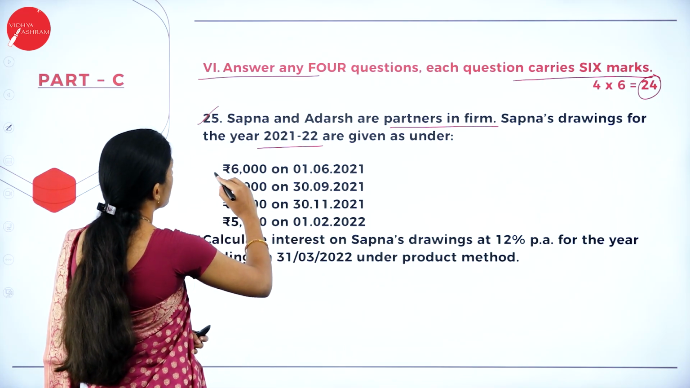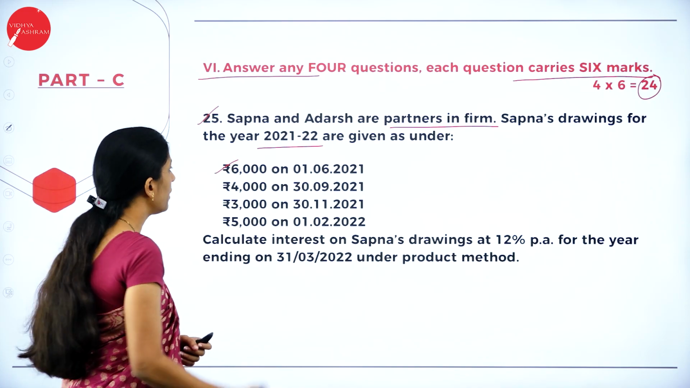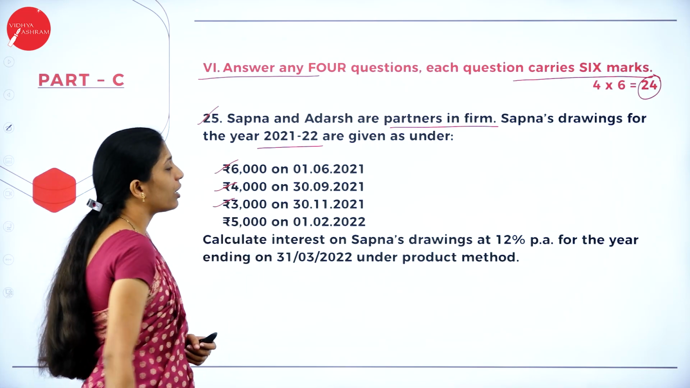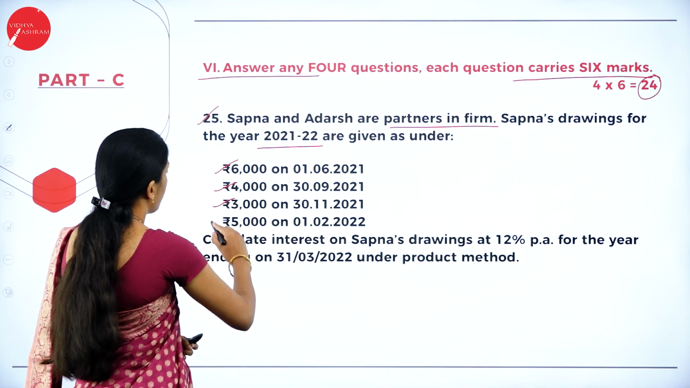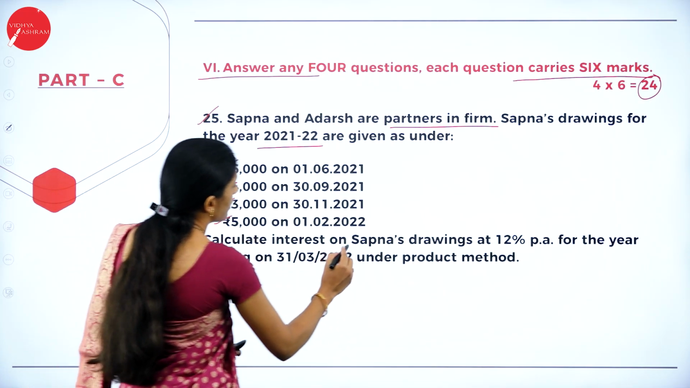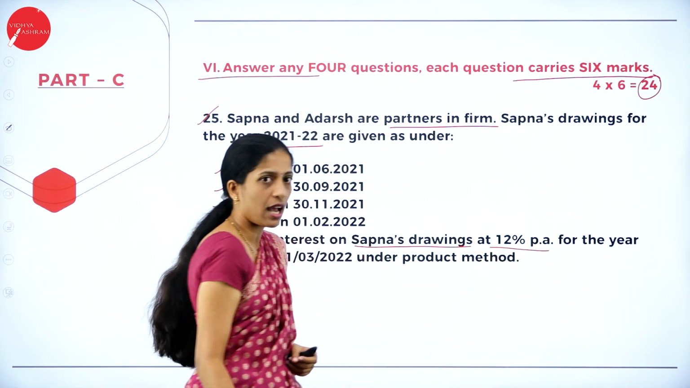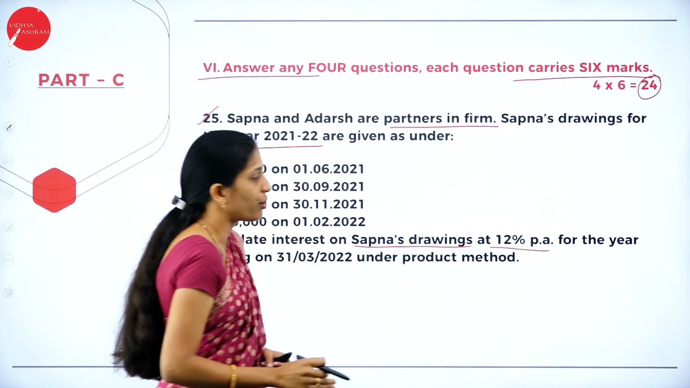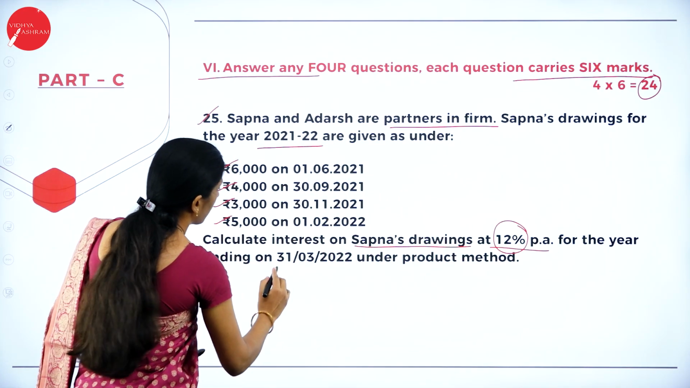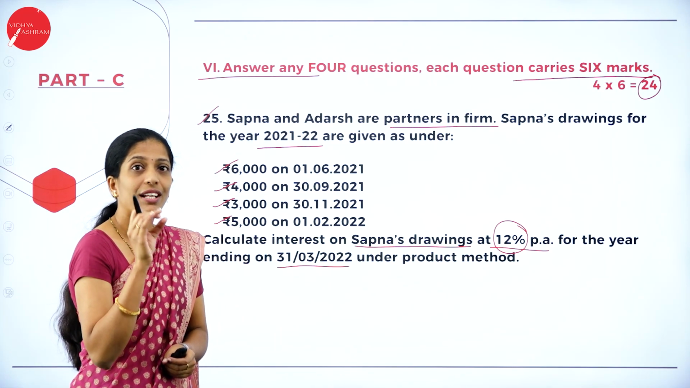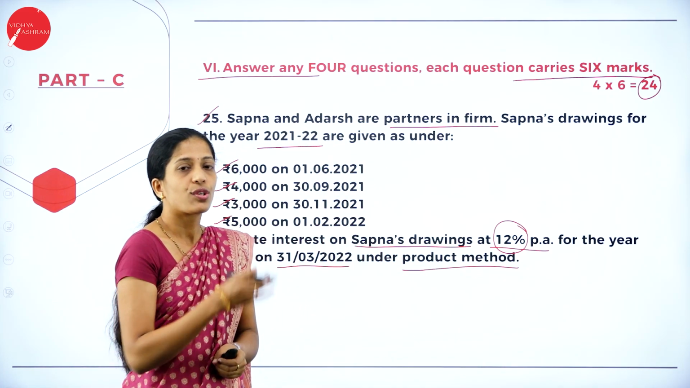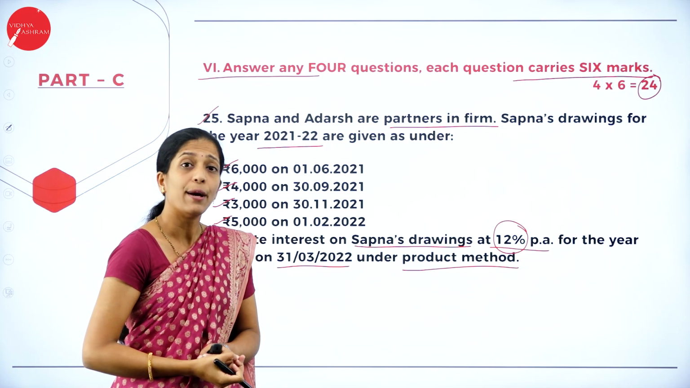Now go through here, rupees 6,000 on 1/6/2021, rupees 4,000 on 30/9/2021, rupees 3,000 on 30/11/2021 and rupees 5,000 on 1/2/2022. Calculate interest on Sapna's drawings at 12% per annum for the year ending 31st/3/2022. So, they have given the year ending also. Under which method? Product method. So, here we are going to calculate interest on drawings under product method.